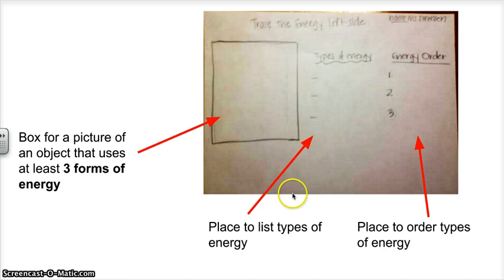Keep in mind that you're going to be writing a paragraph underneath. So this should not take up your whole page, but about half. You can go ahead and set up your paper like this now. Press pause to do this. Press play when you're done.